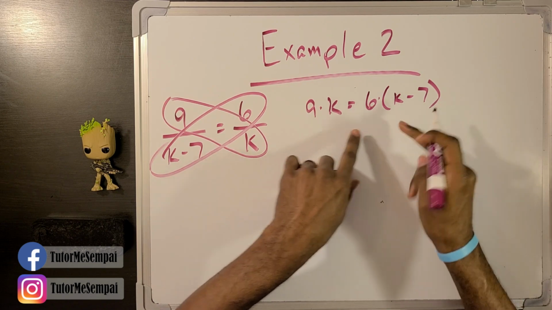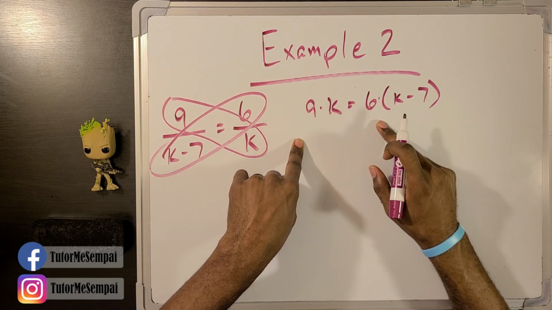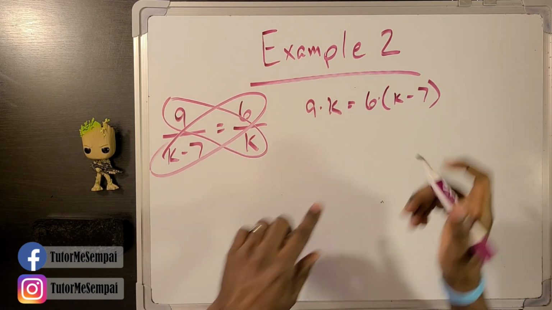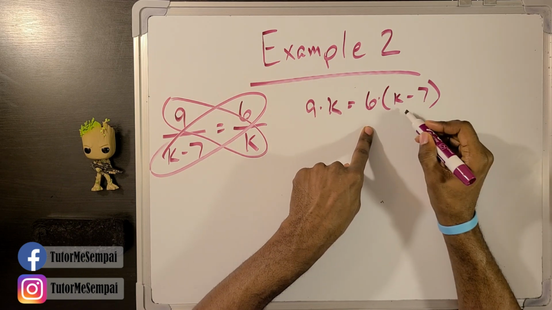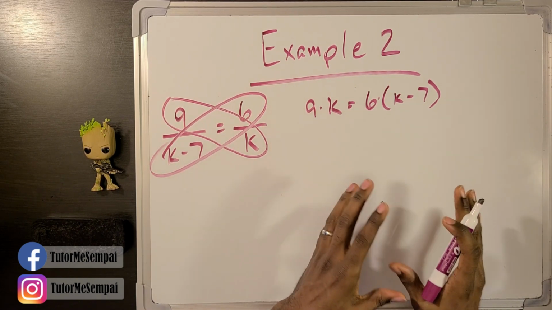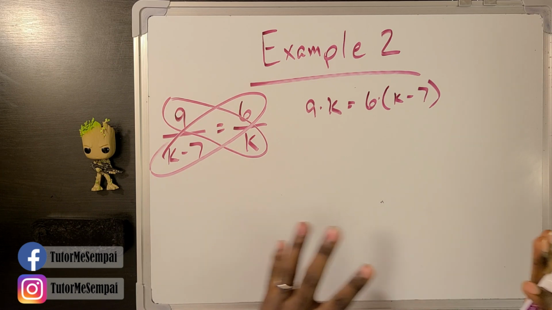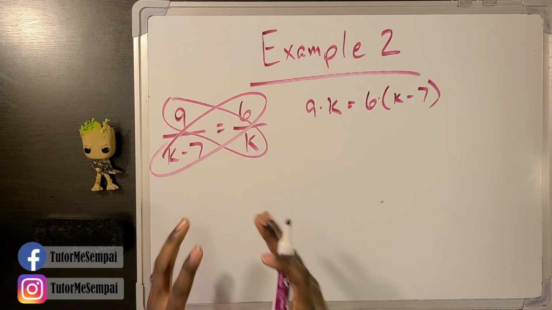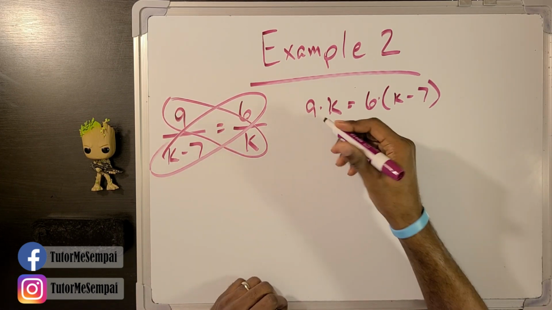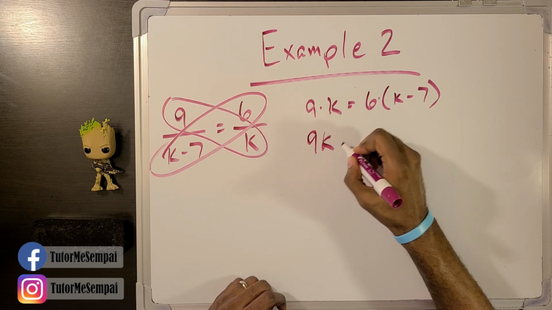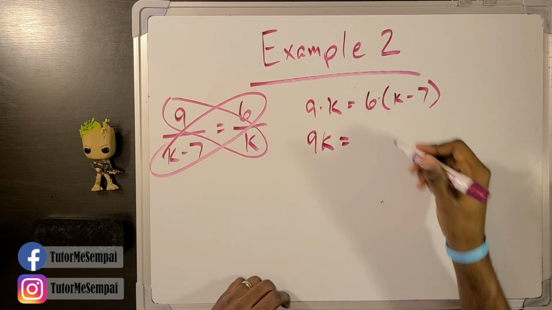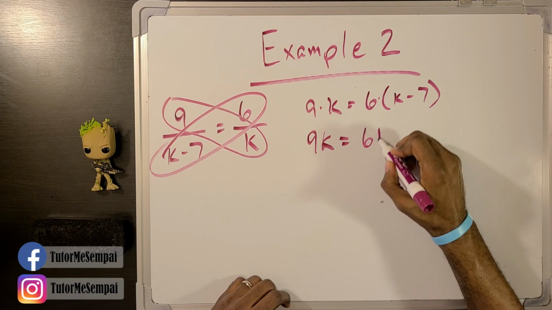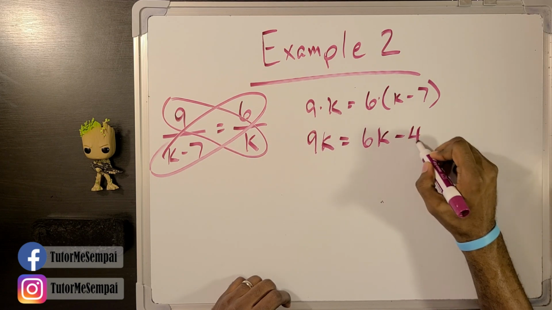So instead of dividing both sides by this 6 like we would have done in the previous example, we want to distribute this 6 to both of these to remove the parentheses. That way we can get all the k's to one side very easily. So we have a 9k equals, because 9 times k, right, equals 6k minus 42.